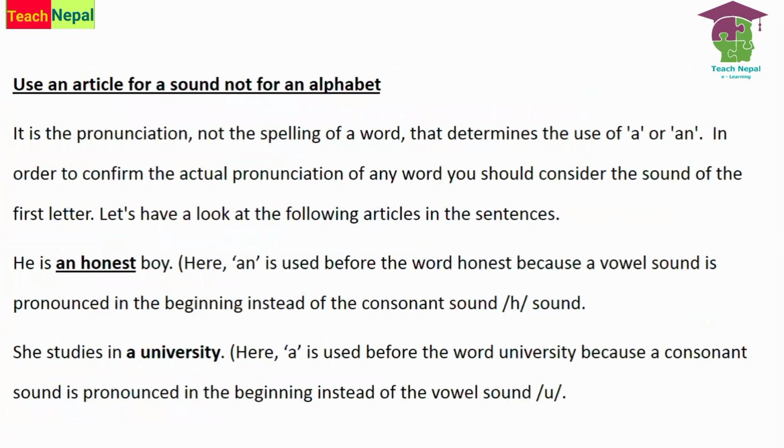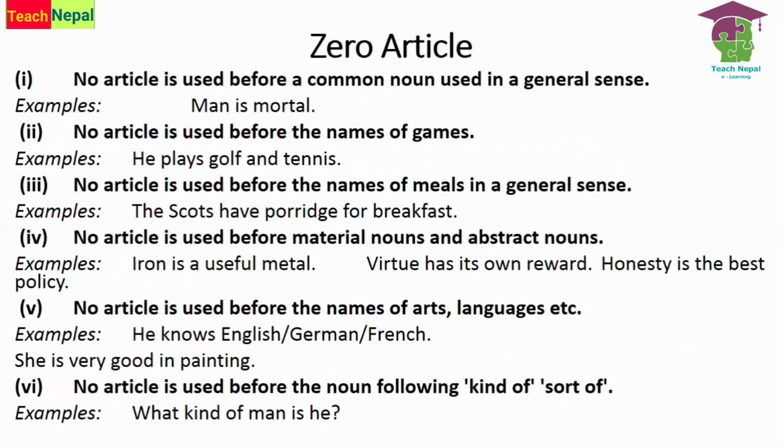So we use an article for a sound, not for an alphabet letter, as we have already discussed. Right? So here I've already told you how we use an honest and a university. It's because of a sound, not because of the letter. Right? Because the h sound is not pronounced there, the o sound is pronounced. All right? And here also though it's u, we don't pronounce u, we pronounce ya first. So because of these things we have to use a university and an honest. All right? Now let's see zero article.